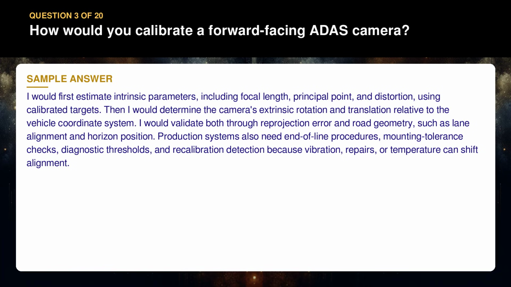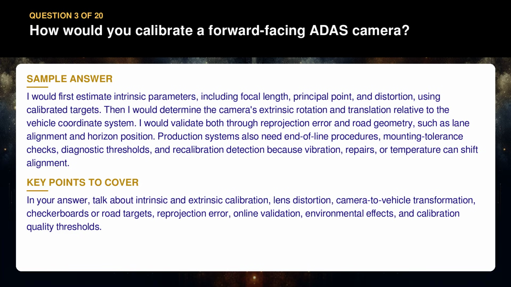Production systems also need end-of-line procedures, mounting tolerance checks, diagnostic thresholds, and recalibration detection because vibration, repairs, or temperature can shift alignment. In your answer, talk about intrinsic and extrinsic calibration, lens distortion, camera-to-vehicle transformation, checkerboards or road targets, reprojection error, online validation, environmental effects, and calibration quality thresholds.